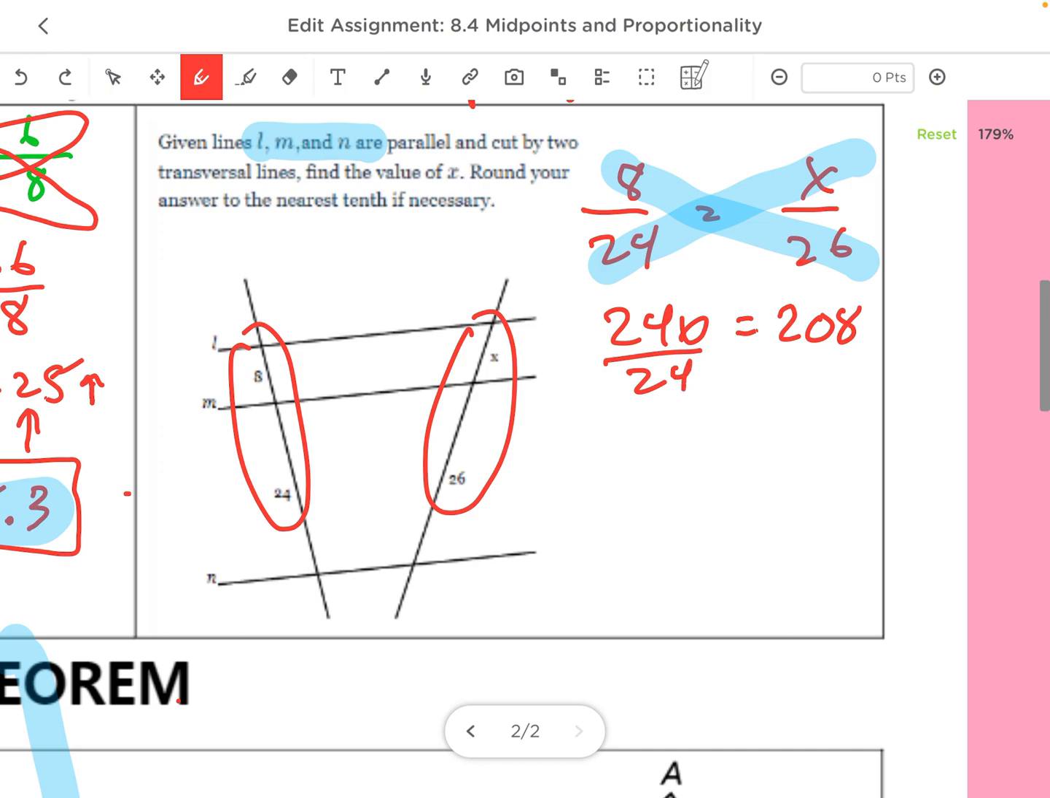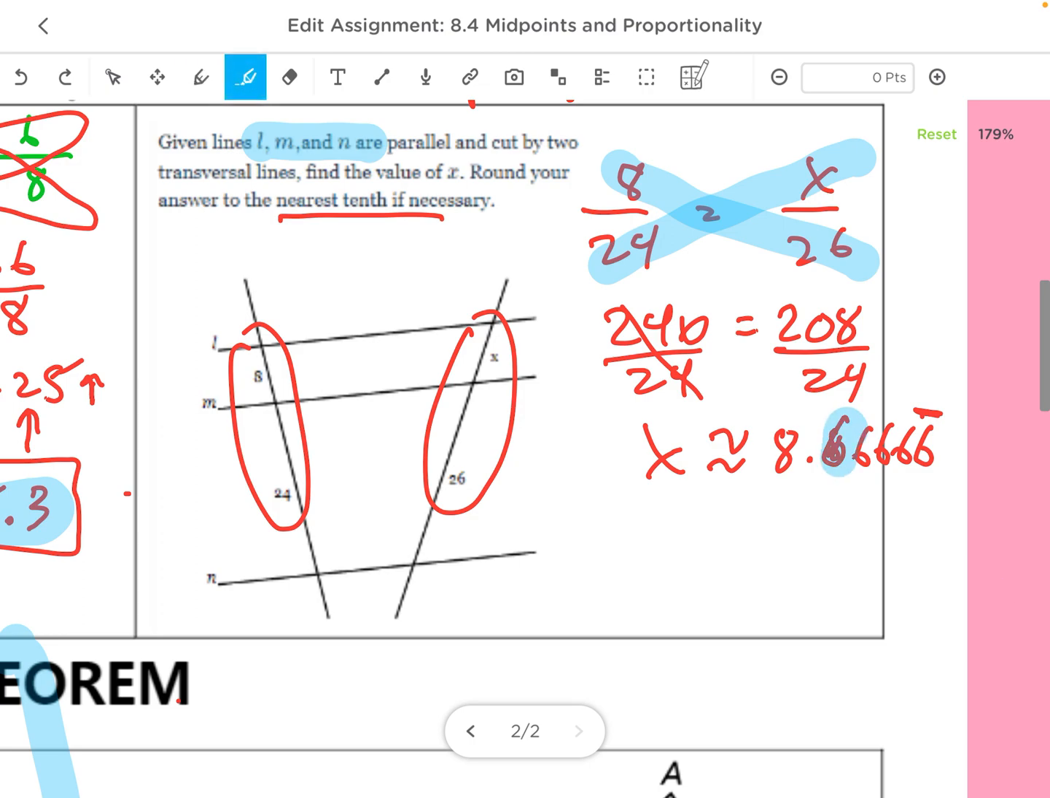Okay, now we just divide both sides by 24. X is going to be approximately 8.66666, right? And it keeps on going, and we're going to put this bar there. Tells us it keeps on going. But they want to the nearest tenth, right? So that means we just want one digit, right? So we look to the 6 to tell us what to do. So the 6 tells us to raise it. So it means X is approximately 8.7.